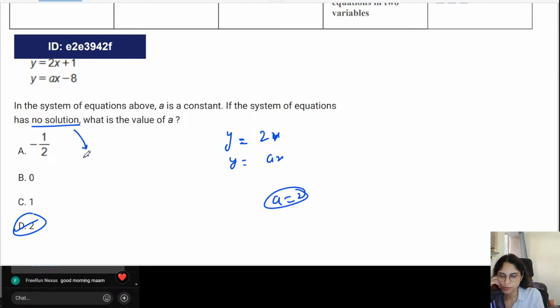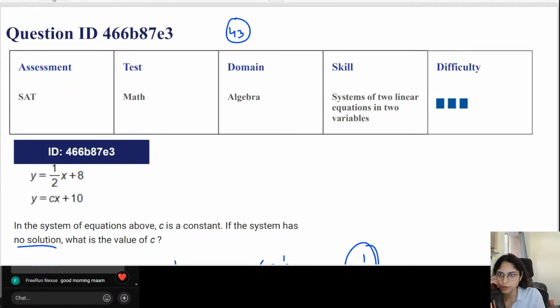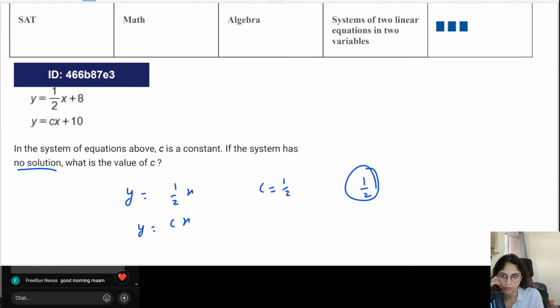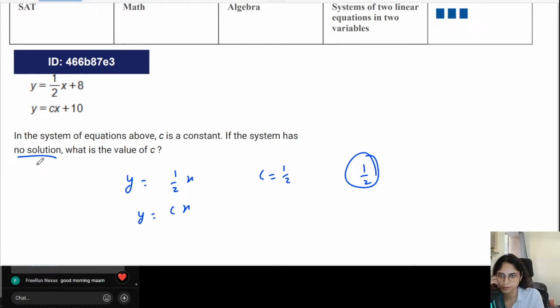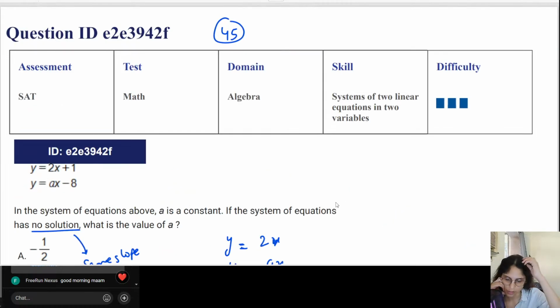Or you can also do same slope because they are in slope-intercept form. In 43 also they are in slope-intercept form, so you can just write same slope. When it is given in slope-intercept form, it's easier because you just have to compare the slopes. But when everything is mixed up, then you have to do a little more.